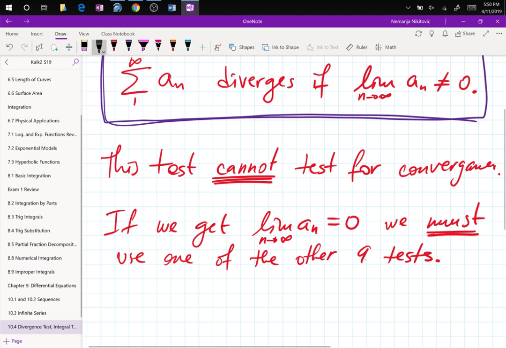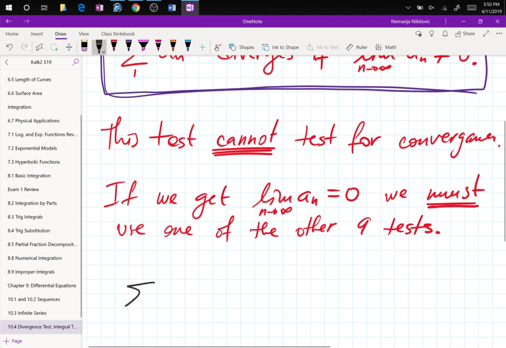So now what do I have? I have the series of 1 over 2 to the n, starting at 0, going to infinity.